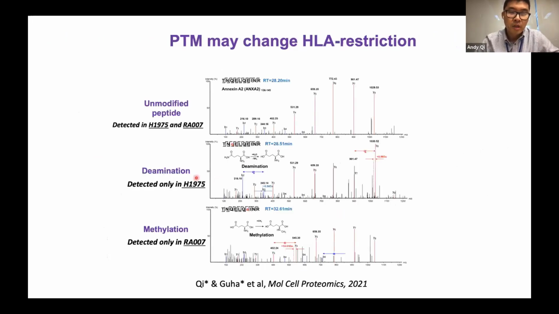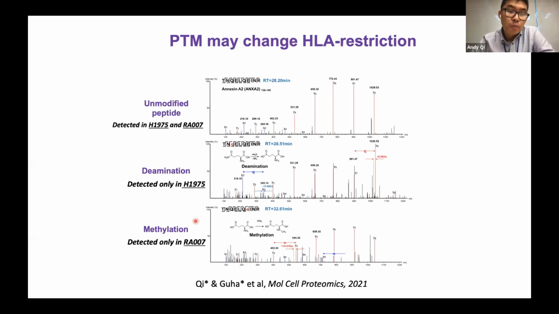So one thing Dr. Tony just mentioned, we also did the PTM search. One example of what we found here: there's one modified peptide identified in 2 different types of samples. It's ANXA2, so it's not a very critical protein anyway, but this peptide was found in 2 different forms. One is deamidation, the other is methylation. When you have the modification, they are only identified in one sample, and the methylation in RA07 is a tumor tissue.